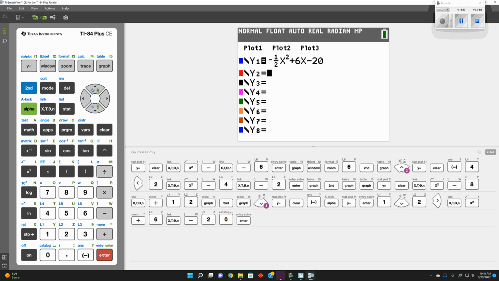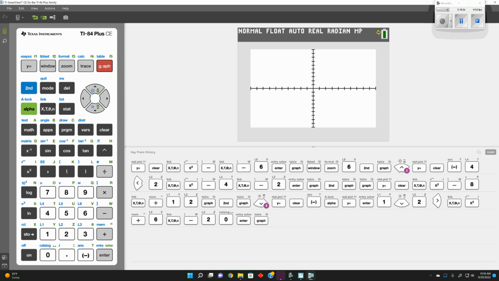So we can hit graph. So negative 0.5, just put negative 0.5 x squared plus 6x minus 20. So where does it cross the x-axis?